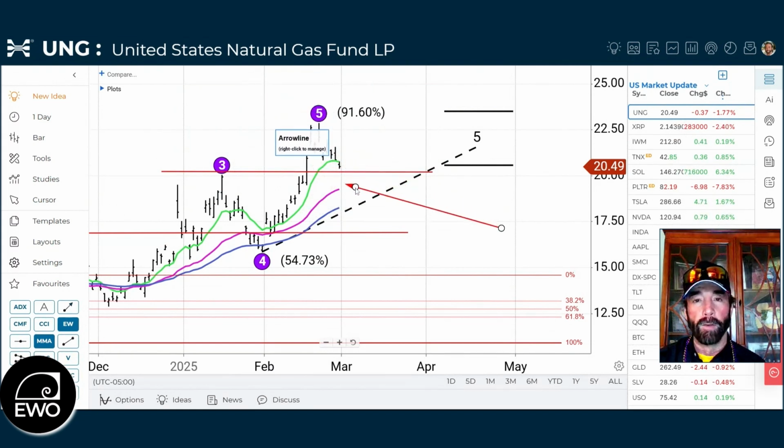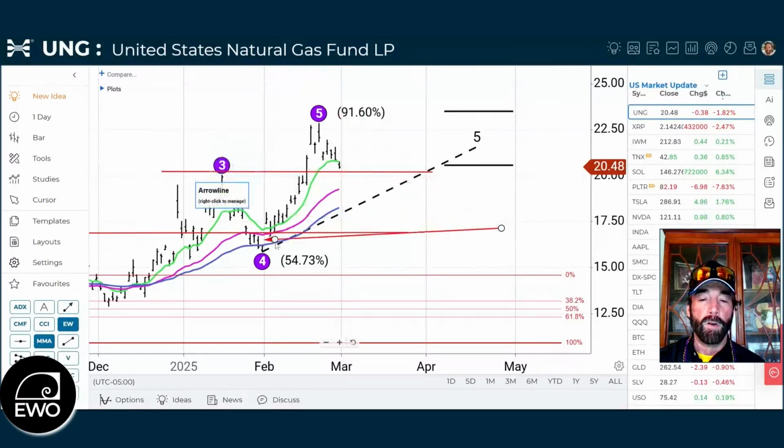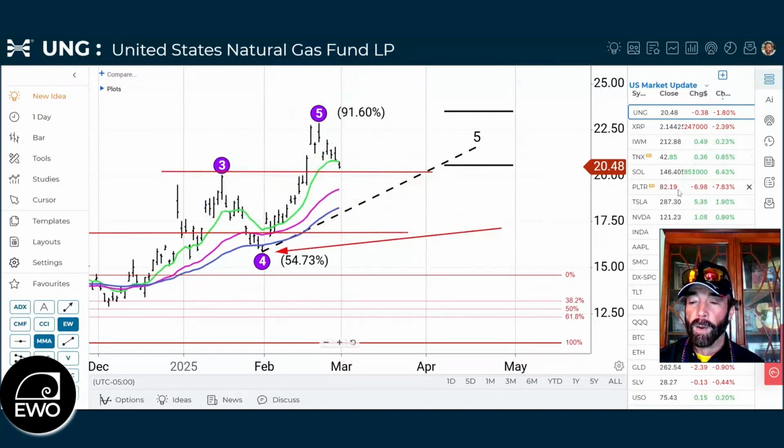So if we break below 20 on natural gas, then we have to look at the Elliott wave pattern of a wave 5 being complete at 91%, which it may be, and a movement back down to the previous wave 4. So can we extend this wave 5? We're going to have to bounce pretty soon. If not, we're going to see a test of that move down to the previous wave 4.